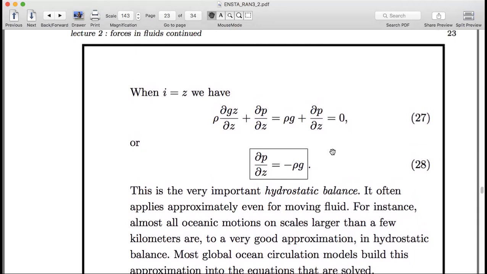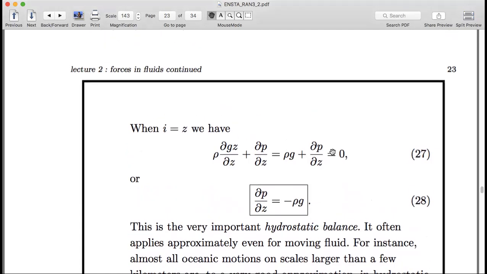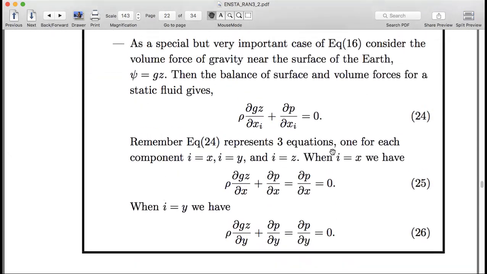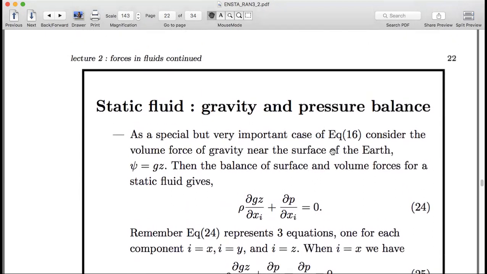Considering all the volume forces and surface forces acting in a fluid, and then we made the approximation that the fluid wasn't moving, that we had a static fluid. So we could throw out those off-diagonal terms on the stress tensor.